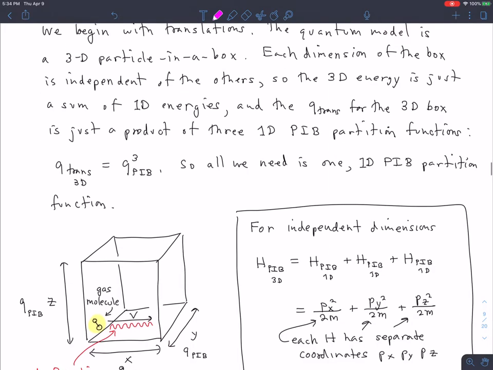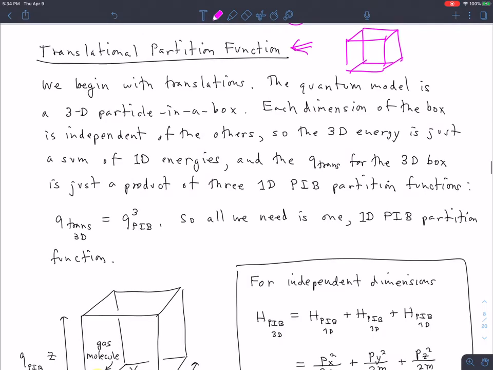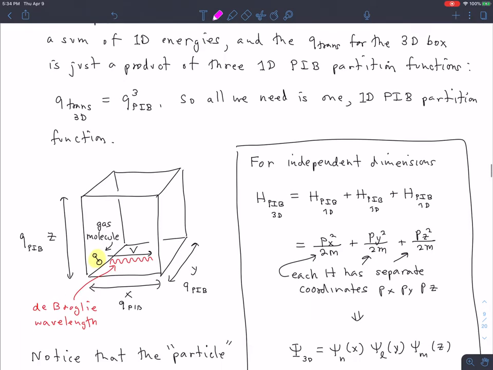So let's talk about the translational partition function in the context of a particle in a box model. We're going to put our gas molecules into a box, and the box is going to have a side length of A. I'm going to call that the length of the side. So the volume of the box is just A cubed. All sides are the same. And we've seen that we don't really need to deal with all the molecules. Dealing with just one molecule at a time is enough.